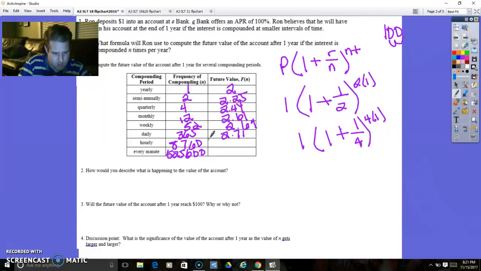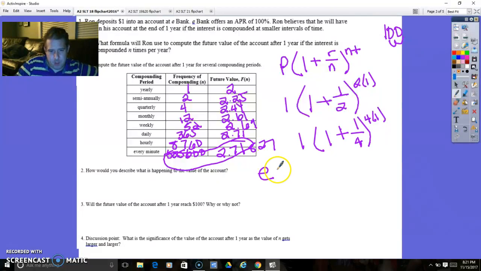I'll skip right to the last one: 1 divided by 525,600. Do that plus 1, to the 525,600 power, which means you're going to make about 2.71827. Now, this is the absolute most. You can do it to the million if you want, but it's not going to increase very much at this point. And that is E.